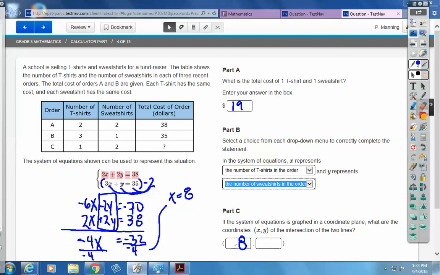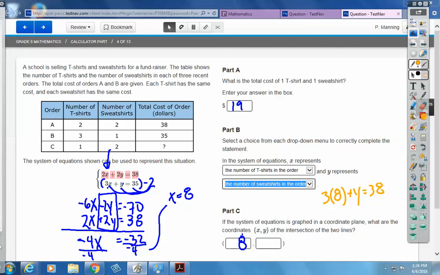So that means we have 8 as the cost of the t-shirts, and then we need to find the cost of the sweatshirts. And in order to do that, I'm going to have to take this 8 and plug it into one of the two equations. And actually, I'm going to plug it into this equation here because I already have y by itself. So 3 times, instead of x, I'm going to write 8 plus y is equal to 38.